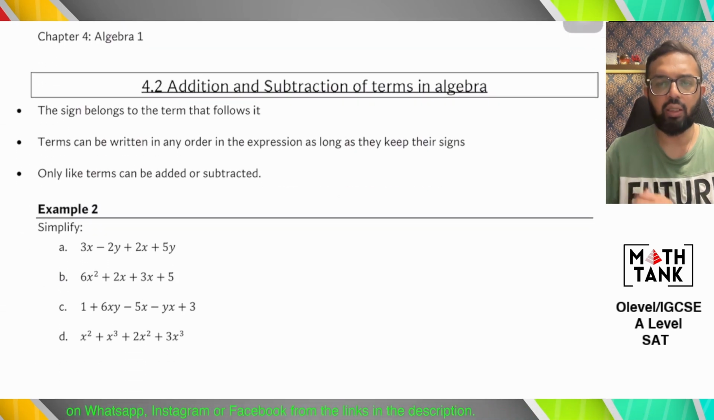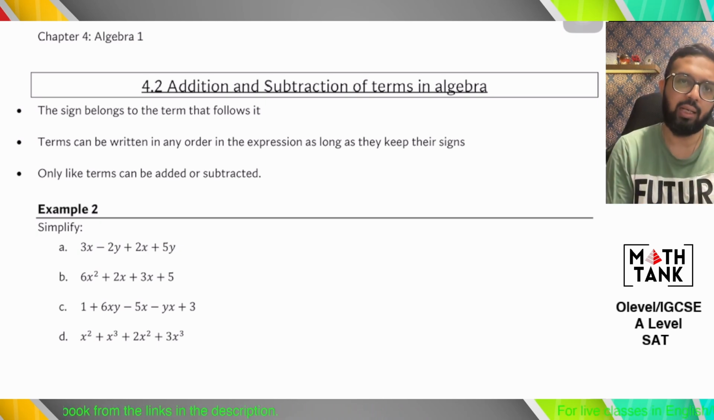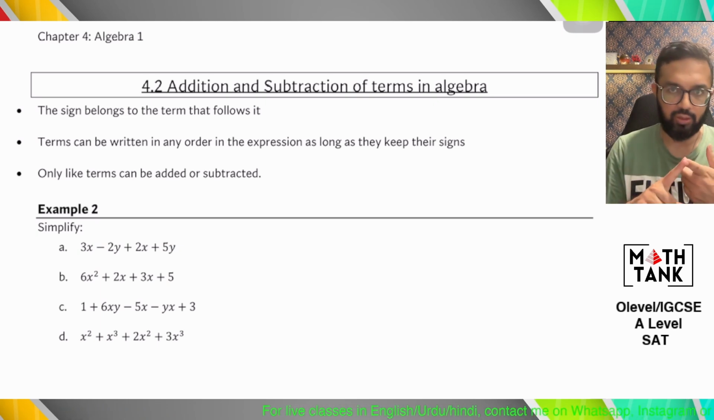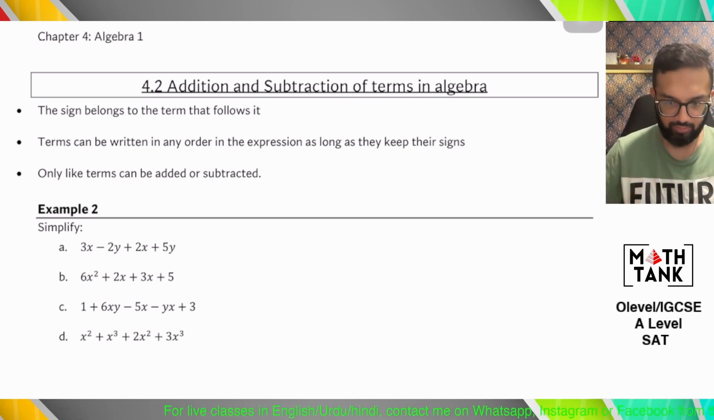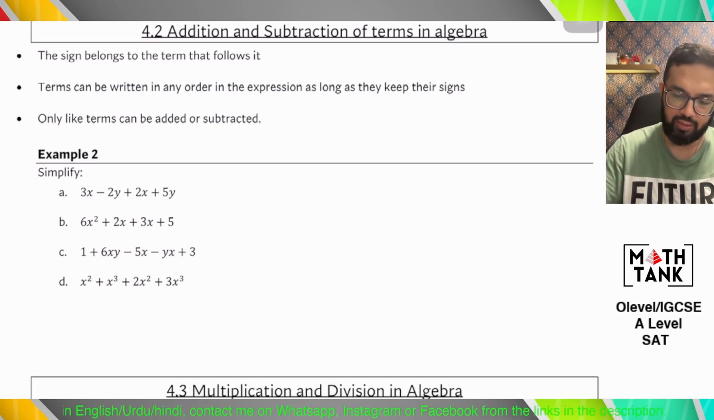Okay, the first thing that I'm going to do in this chapter is showing you how to add or subtract terms. Remember that only like terms can be added or subtracted, which means that the power must be the same and the variable must be the same as well. Okay, so let's find out like terms.